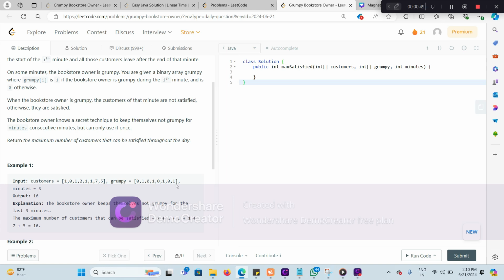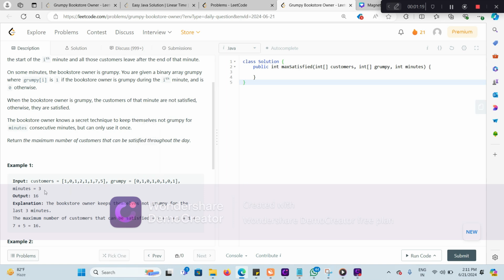And there is another array called grumpy. This grumpy array tells the status of the owner, whether he is grumpy or not. Wherever it is 0, that means the person is cool, but wherever it is 1, that means the owner is grumpy. Whenever he is grumpy, the customers would be unsatisfied, obviously, and whenever he is not grumpy, they are satisfied. So 0 indicates non-grumpy and 1 indicates grumpy nature of the shopkeeper.